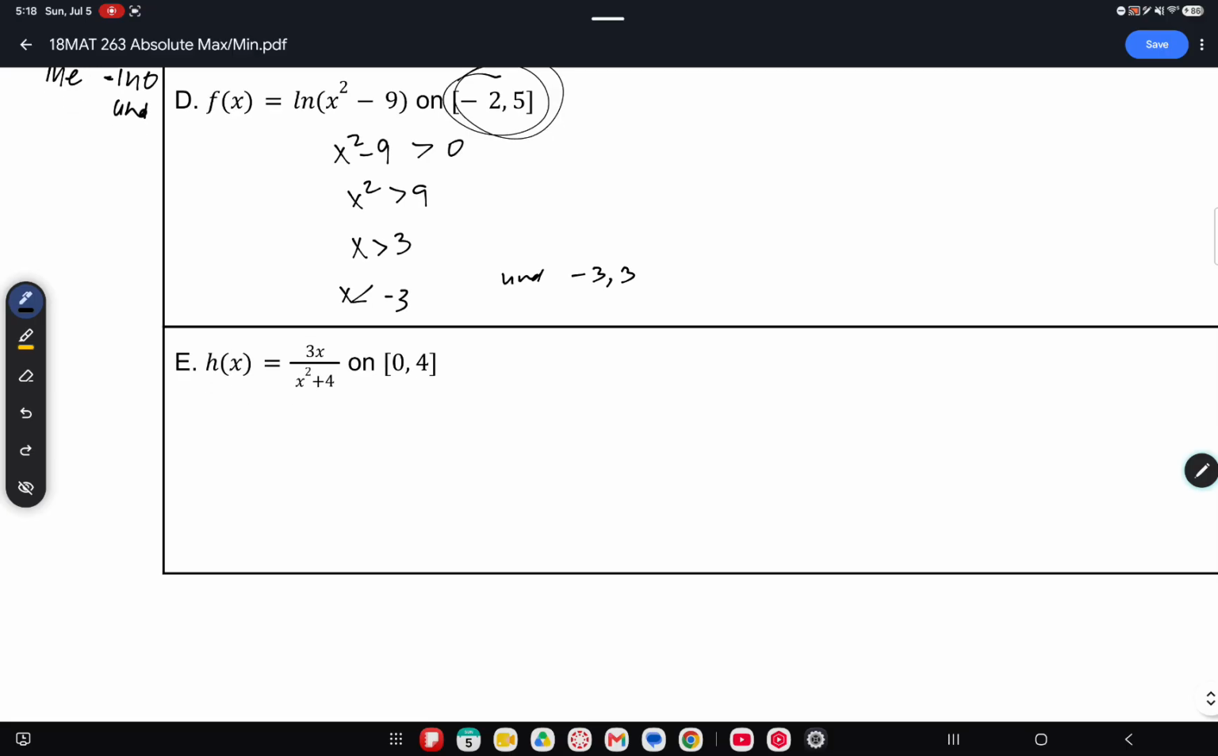All right, let's check this function. We don't want a 0 in the denominator. So x squared plus 4 equals 0. X squared is negative 4. So we're continuous for all real numbers. Okay, so we're good.